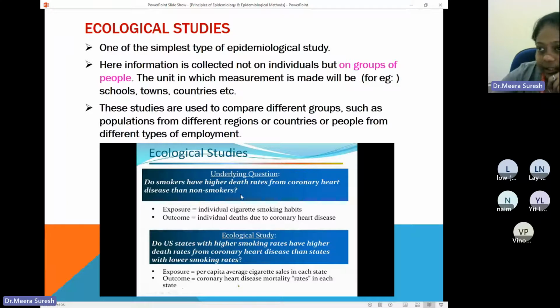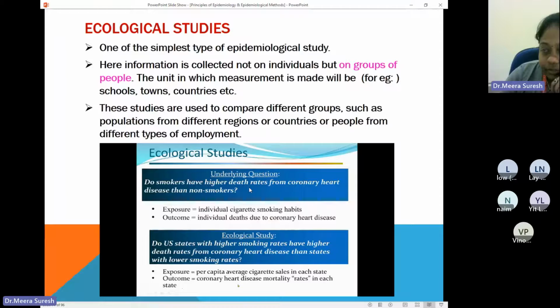But with an individual study, like the analytical ones, even the cross-sectional can come underneath that, or the case control study, or the cohort study, which come under analytical epidemiology, the exposure will be individual cigarette smoking habits and the outcome will be individual deaths. So whatever result we get from a case control or a cohort study, we can apply to individual patients or individual persons. But the final report from an ecological study, we can't apply to individual persons.